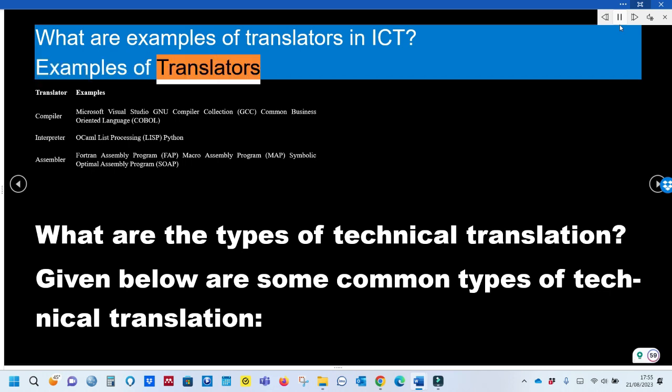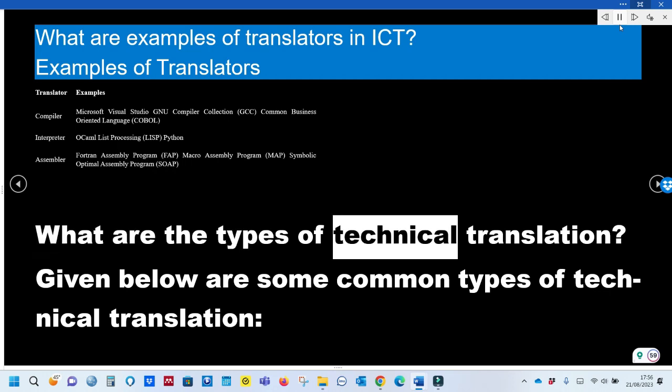What are examples of translators in ICT? Examples of translators. Compiler: Microsoft Visual Studio, GNU Compiler Collection, GCC, Common Business Oriented Language, COBOL. Interpreter: OCaml, List Processing, Lisp, Python. Assembler: Fortran Assembly Program, FAP, Macro Assembly Program, MAP, Symbolic Optimal Assembly Program, SOAP.